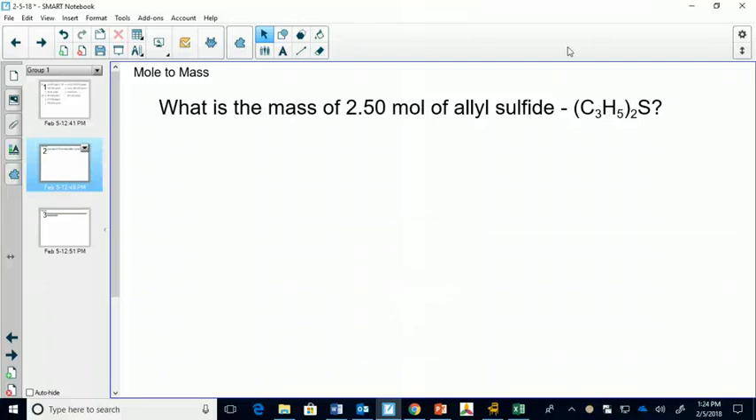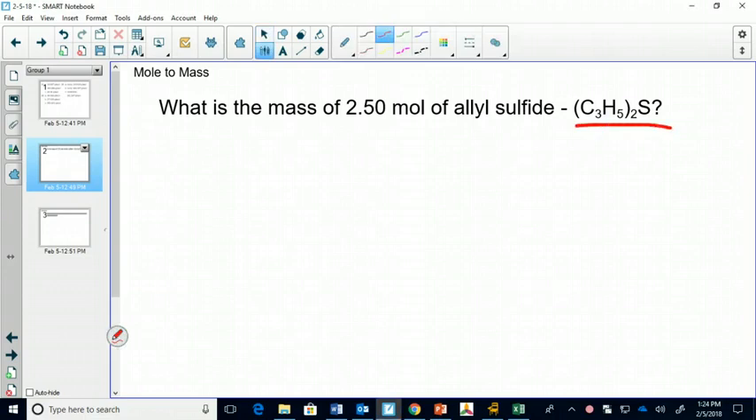Okay, we're dealing with using those molar mass numbers that we learned on Friday, right? On Friday we learned that we could take a compound like this, and if I simply added up 6 carbons, 10 hydrogens, and 1 sulfur, it gives me the molar mass of this allyl sulfide. Right?